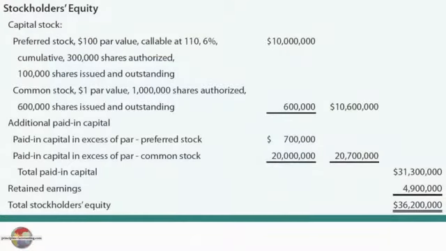So let's assume that Mueller Corporation has the following equity structure. We've got preferred stock, $100 par value, callable at 110, 6% cumulative, 300,000 shares authorized, 100,000 shares issued and outstanding. So although the par value is $10 million, the call price is $11 million, 110% of the par value. So to get rid of those guys would take $11 million, plus we would also need to pay the dividends. The annual dividend is 6% of par, or $6 a share on 100,000 shares, is $600,000.